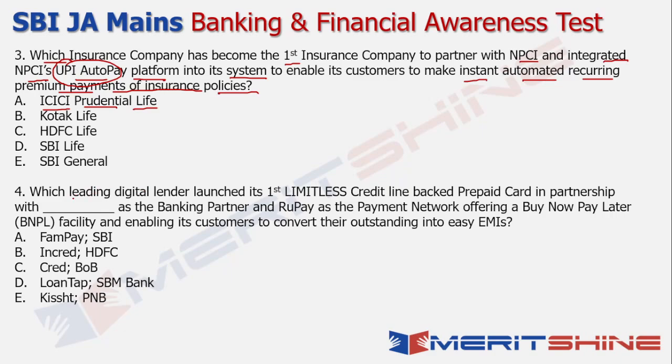Now, next question is, which leading digital lender launched its first limitless credit line backed prepaid card in partnership with Dash? So there are two questions here. One is, which is the leading digital lender, and secondly, which is the banking partner here. And the third entity in this is RuPay as the payment network. And what is it trying to offer? It's trying to offer something called BNPL, which is your buy now pay later concept, enabling its customers to convert their outstandings into easy, equated or equal monthly installments.